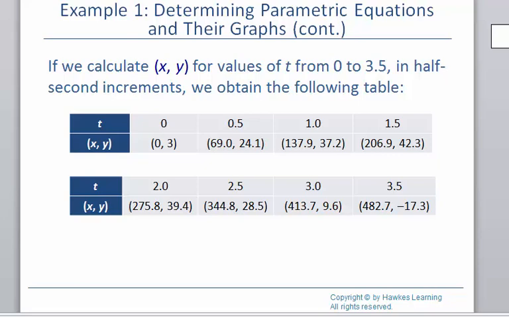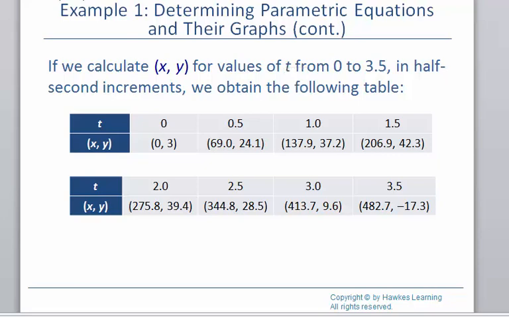based on various t values. Remember, t is your time. So we have chosen t values that range from 0 seconds to 3.5 seconds, and we've done it in increments of half of a second. So we've done 0, we've done a half second, we've done 1 second, we've done 1.5. Now, the x and y values come from the equations that we just derived.